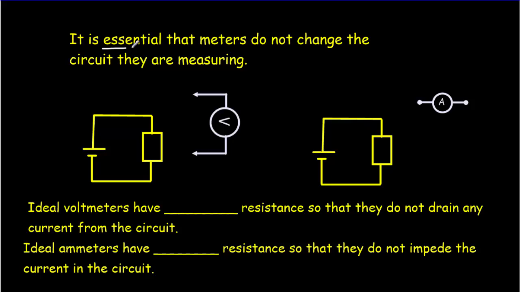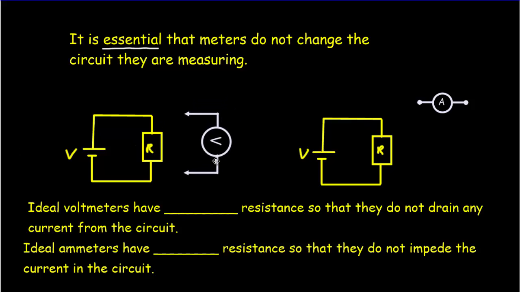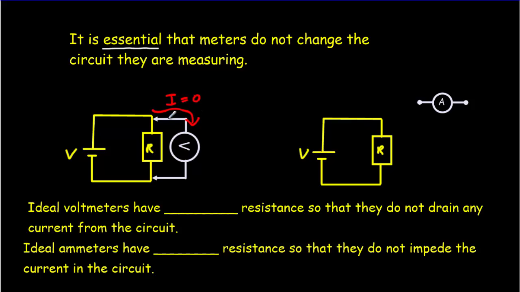Now, if we're going to have good ammeters and voltmeters, they can't change what they're trying to measure. Let's say I've got a circuit here with a resistor in it, same resistor here, same battery, same battery. If I want to measure the voltage across the resistor, I simply take my voltmeter and put it here. That voltmeter is not supposed to affect the current, so there isn't supposed to be any current going through the voltmeter. You want this I equal to 0 because you don't want to drain any current away from the circuit that you're measuring. Now, if no current is to flow through the voltmeter, the resistance of the voltmeter should be infinity. So ideal voltmeters have infinite resistance so that they don't drain any current away from the circuit.